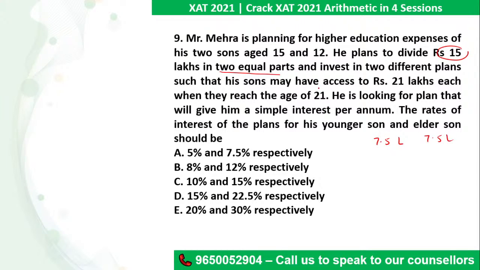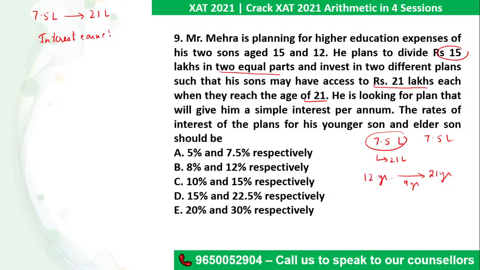And he wants his sons to get rupees 21 lakhs when they reach the age of 21. So if I look at this younger son, he is 12 years. So at 21 years, this amount should become 21 lakhs. So how much time is there? 9 years. And for an amount of 7.5 lakhs to become 21 lakhs, the interest earned should be 13.5 lakhs.